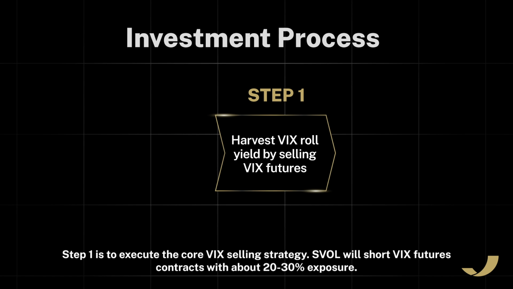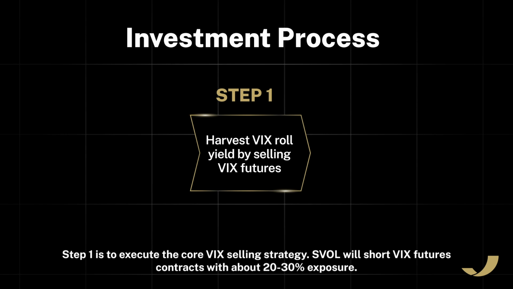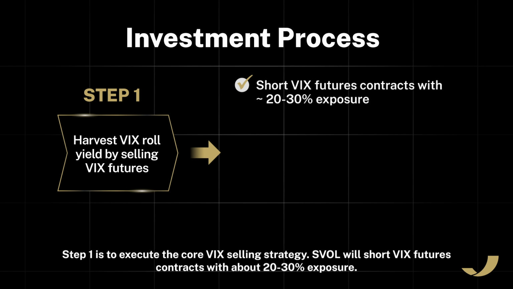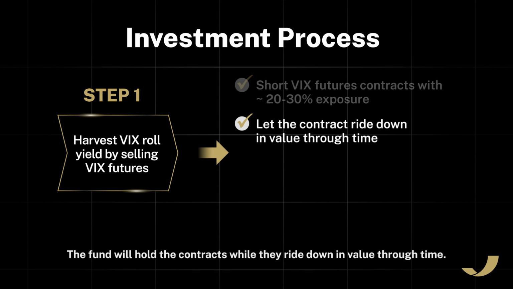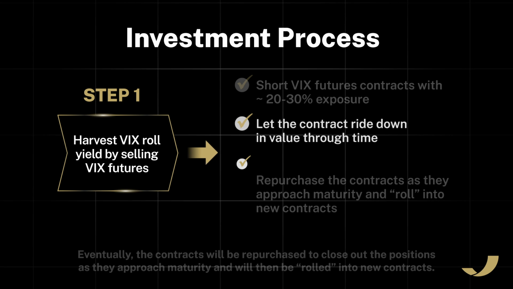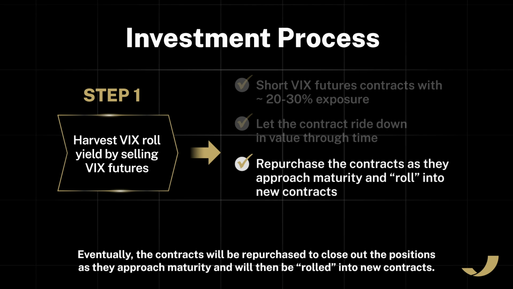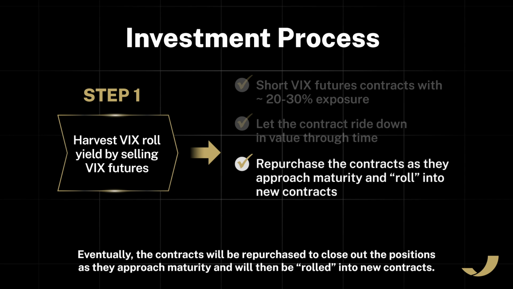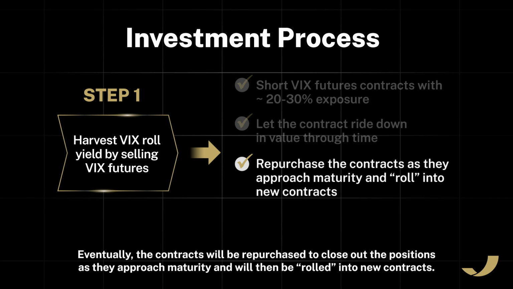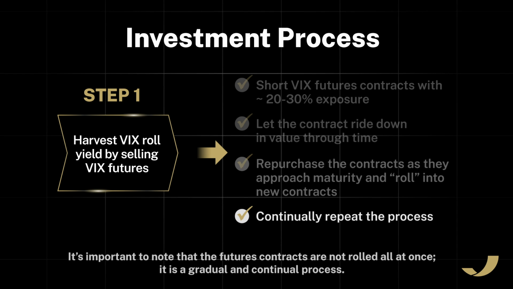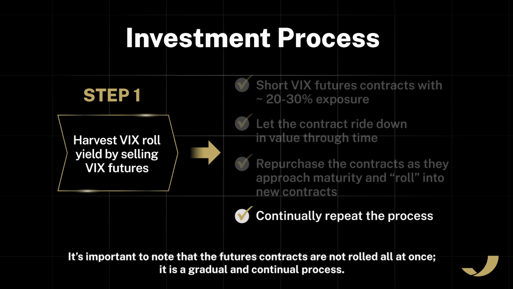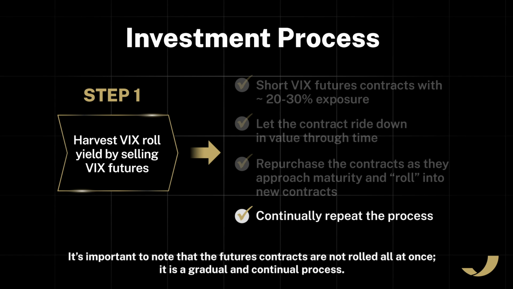Step 1 is to execute the core VIX selling strategy. SVOL will short VIX futures contracts with about 20 to 30% exposure. The fund will hold the contracts while they ride down in value through time. Eventually, the contracts will be repurchased to close out the positions as they approach maturity, and will then be rolled into new contracts. It's important to note that the futures contracts are not rolled all at once. It is a gradual and continual process.